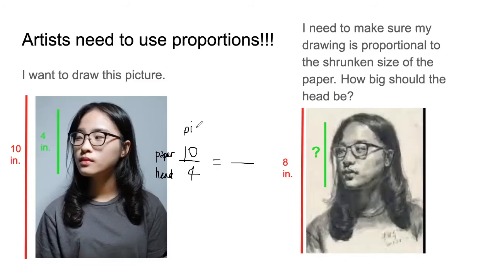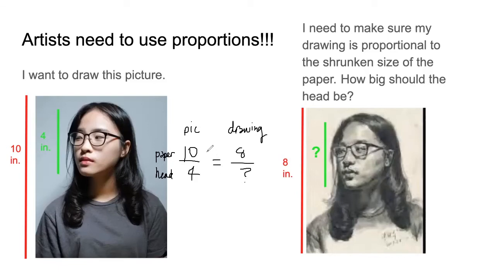Okay. Let me make sense of this for you. The picture is on the left right here. The picture is 10 inches for the paper. Paper is 10 inches tall and 4 inches tall for the head. So now we need to convert this over to the actual drawing. So here's the drawing. We know the drawing is going to be on an 8-inch slab of paper. So the paper is going to be 8 inches. What's the problem? Well, we need to figure out how tall we need to make the head. How much do we need to shrink that head in order to make it proportional?